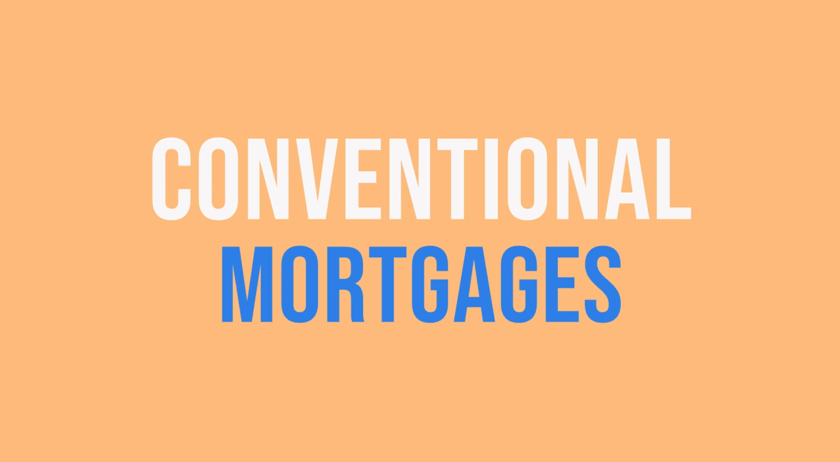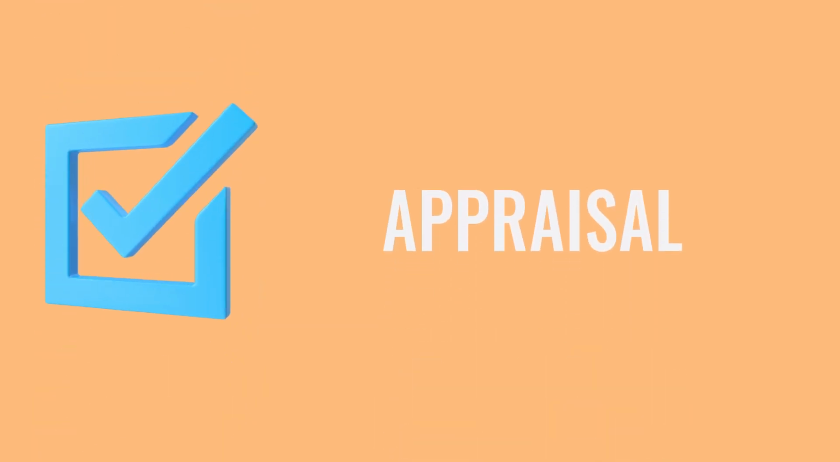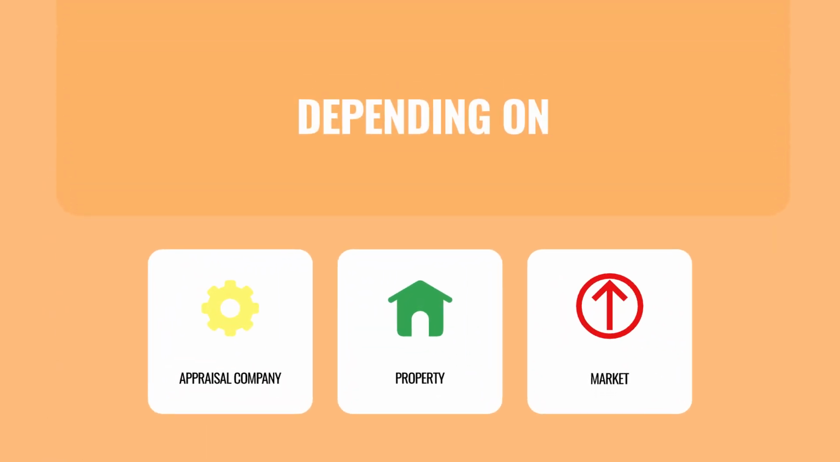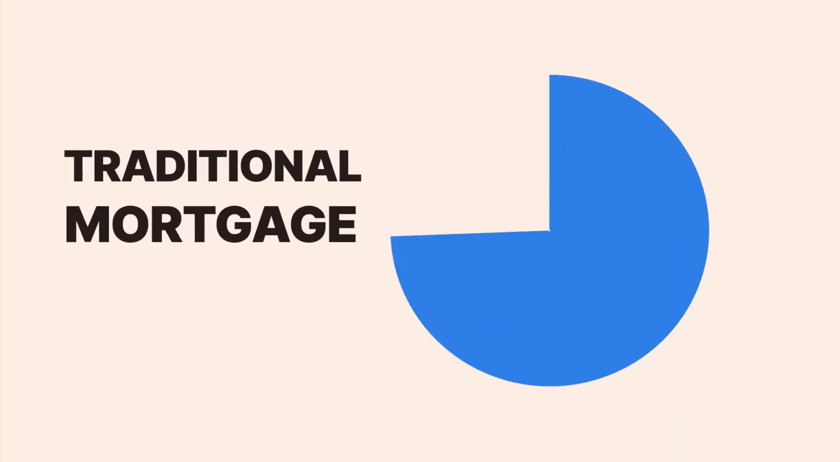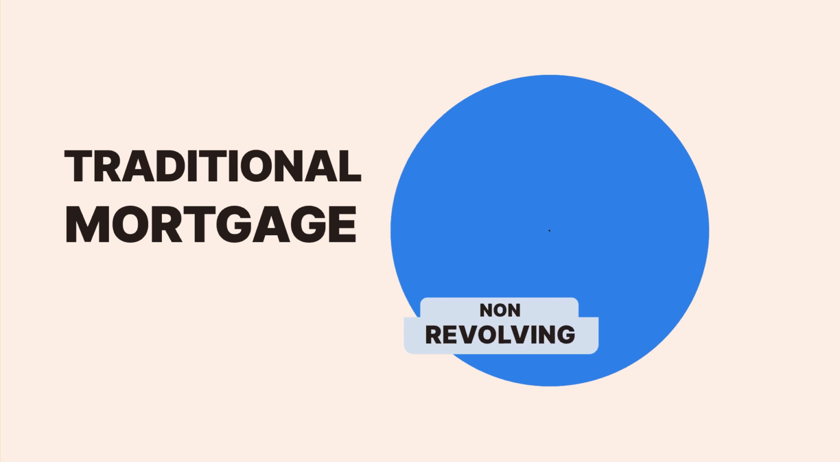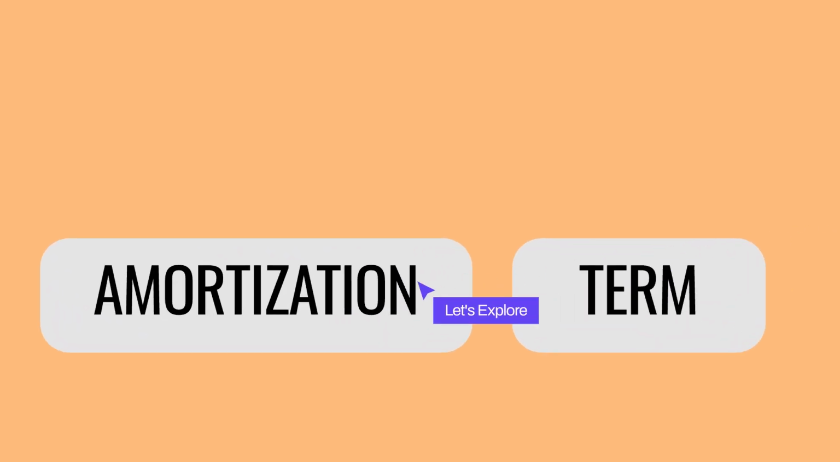Conventional mortgages. These apply to buyers with a down payment of 20% or more. In these cases, the bank generally does not require default insurance, but will almost always request an appraisal, which usually costs between $500 and $1,000, depending on the appraisal company, property, and market. With a lower loan-to-value ratio, clients may be offered a choice between a traditional, non-revolving mortgage, where payments reduce the principal without allowing further advances, or a partially or fully revolving mortgage, which offers more flexibility but may come with higher costs. Once the down payment has been determined, your client will need to choose the term and amortization period.